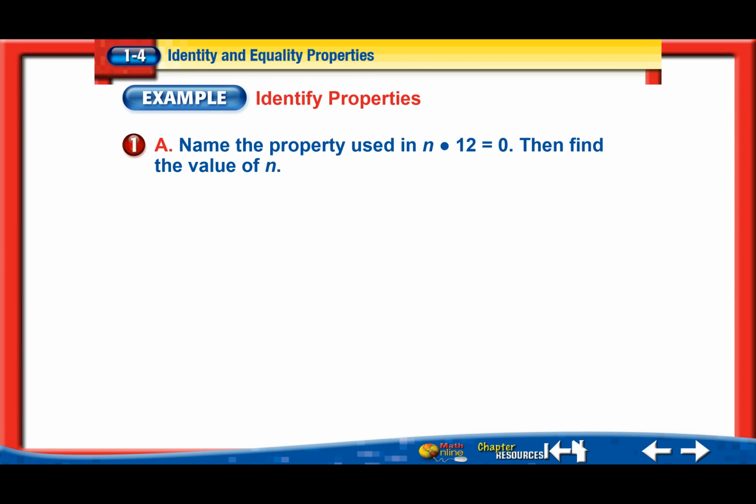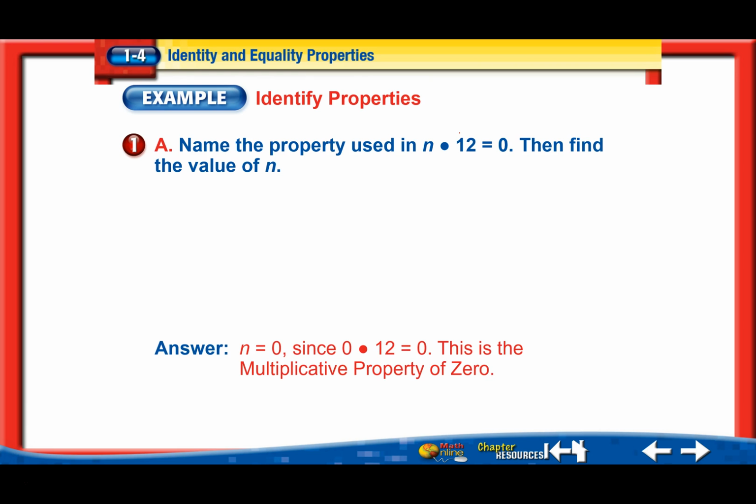All right, so let's do some identifying of properties first. Name the property used in n times 12 equals 0. Then find the value of n. So what number times 12 equals 0? Well, it would be the multiplicative property of 0, because any number times 0 is 0. So n would equal 0.